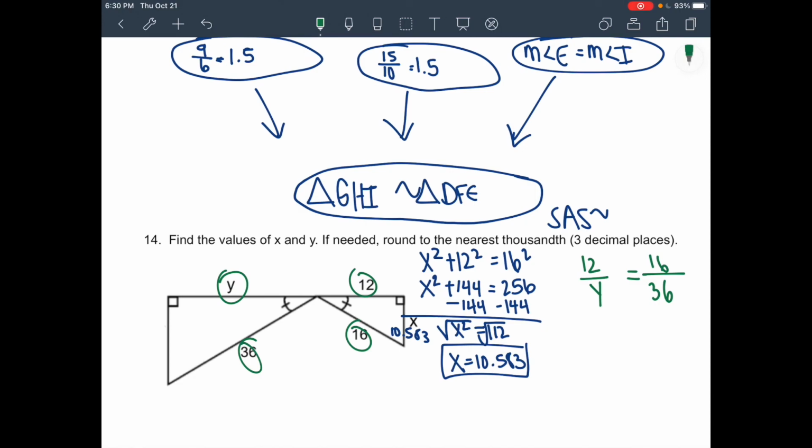So now we're going to cross multiply to solve. So 12 times 36 equals 16 times y. So 12 times 36 is 432. And then 16y. We're going to divide both sides by 16 to solve for y. Y equals 27.